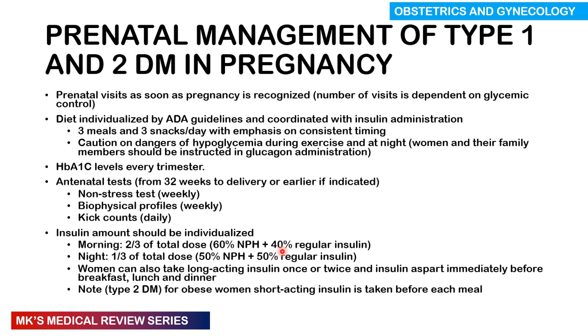And remember that the women can also be put on the long-acting insulin once or twice in combination with the insulin aspart, the short-acting insulin. This is like the basal bolus regimen at breakfast, at lunch, and at supper. And then those that are type 2 diabetics, those that are obese, should be put on short-acting insulin that they should take before each meal.